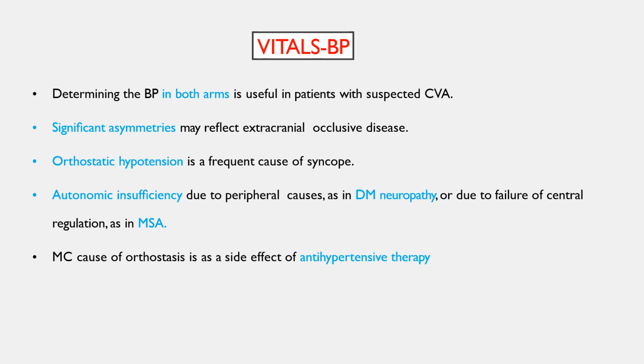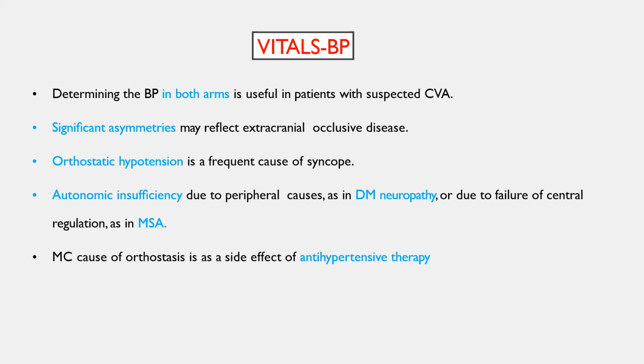Significant asymmetry, that is more than 10 mm of Hg between both hands, indirectly indicates extracranial occlusive disease. And the second point is we need to check for orthostatic hypotension. Does anybody know what orthostatic hypotension is? Can anybody define? More than 20 millimeters of drop in systolic blood pressure on standing. And diastolic? 10, sir, 10 millimeters.